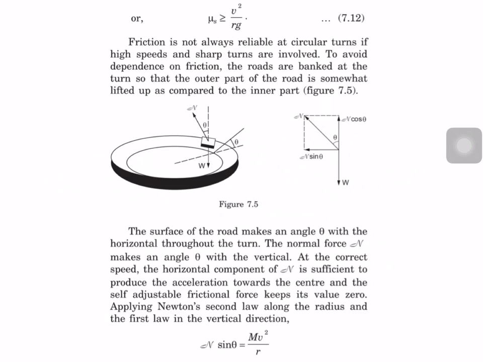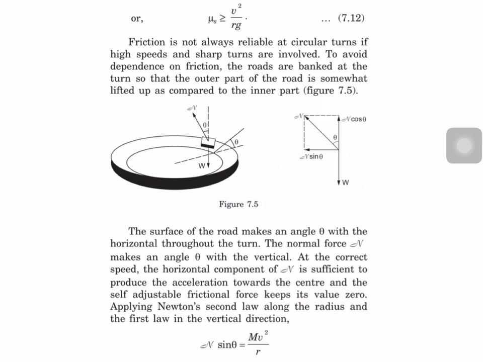From that, what is mu s? The coefficient of static friction should be greater than v square by rg. So friction is not always reliable at a circular turn if the speeds are high and the turns are short. To avoid the dependence on friction, the roads are banked. What does it mean to avoid the dependence on friction? Suppose we don't want friction while going in a circular path, we have to construct a banked road.